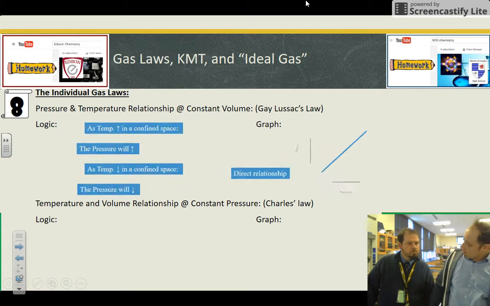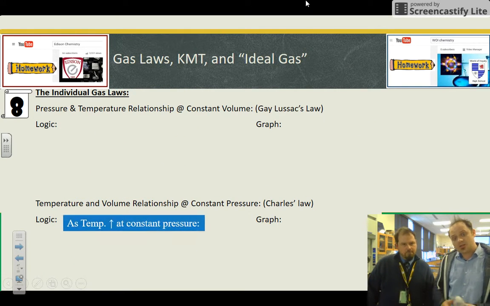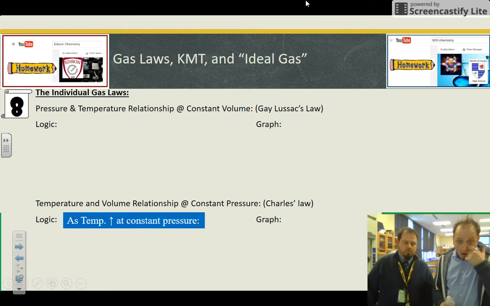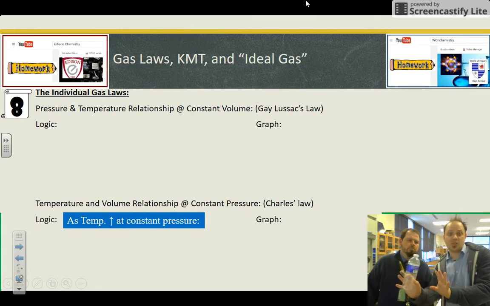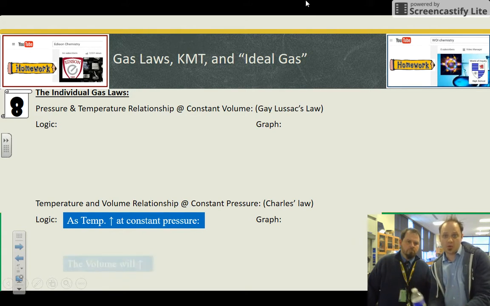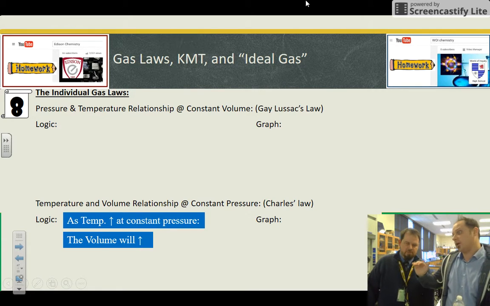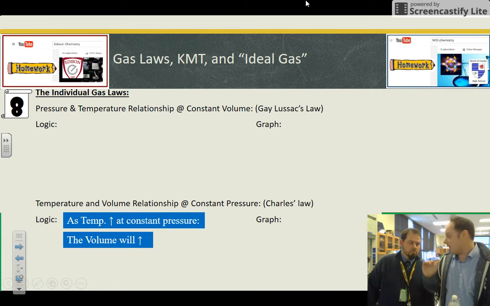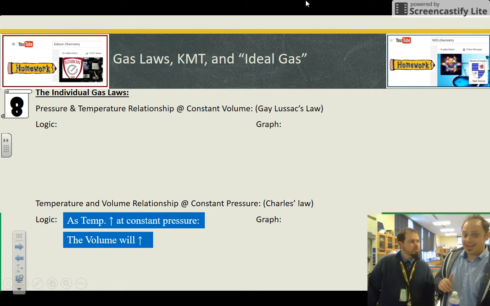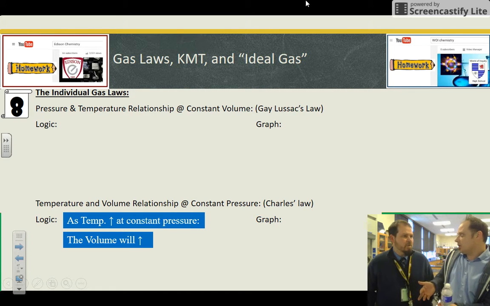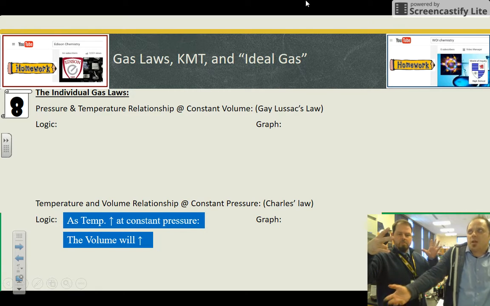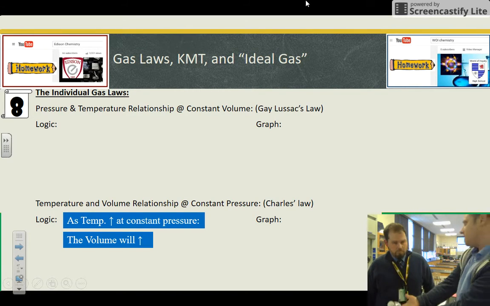The next law, Charles' law. Charles' law is temperature versus volume at constant pressure. So the pressure is staying the same, 1 atmosphere, but the volume and temperature are going to change. And how are they related? Well, I'll use a balloon analogy. As I increase the temperature on a hot air balloon, the volume of the balloon expands and fills up. Eventually, it can carry people in a little basket underneath.